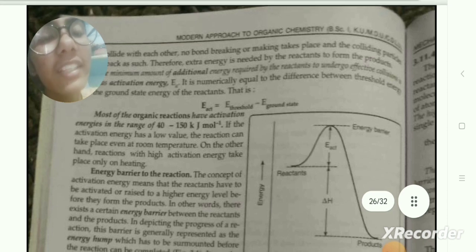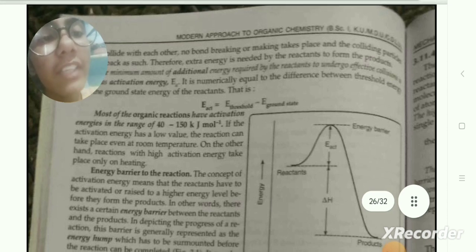Most organic reactions have an activation energy in the range of 40 to 150 kJ per mole. If the activation energy has a low value, the reaction can take place at room temperature. On the other hand, a reaction with a high activation energy takes place only on heating. Energy barrier to the reaction. The concept of activation energy means that the reactants have to be activated, or raised to a high energy level, before they form the product. In other words, there exists a certain energy barrier between the reactants and the products.